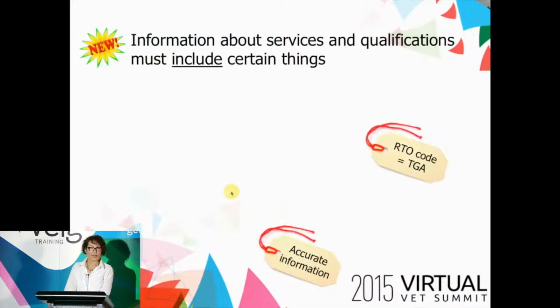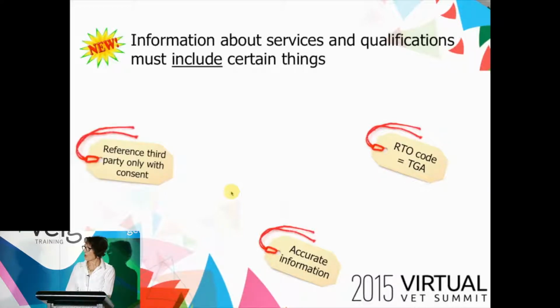That when you are disseminating information, or if you choose marketing and advertising, that you will always comply with the requirement to have your RTO code listed on that material, as it is on training.gov.au. If you are going to refer or include a third party, be that a person or another organisation, in any of your material, that you'll do so only with their prior consent.